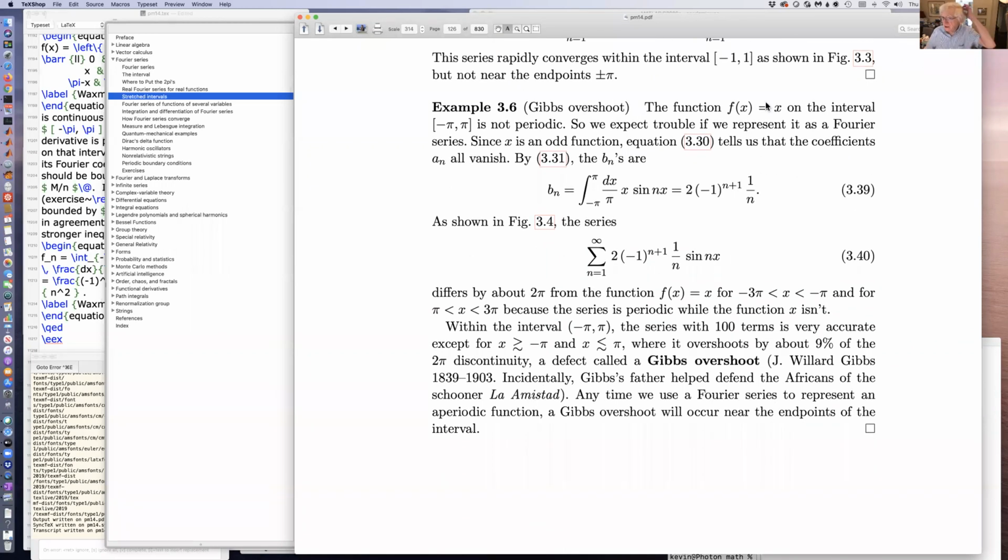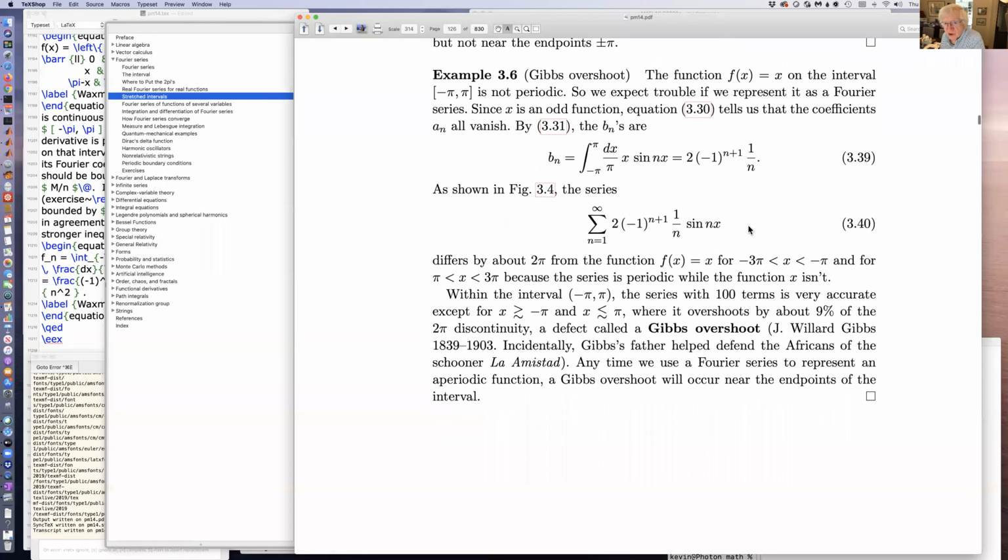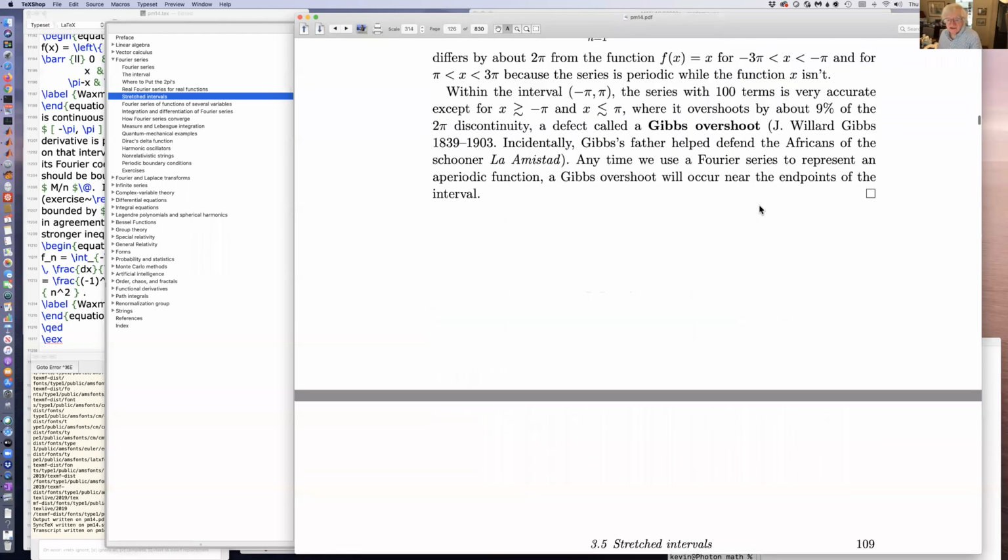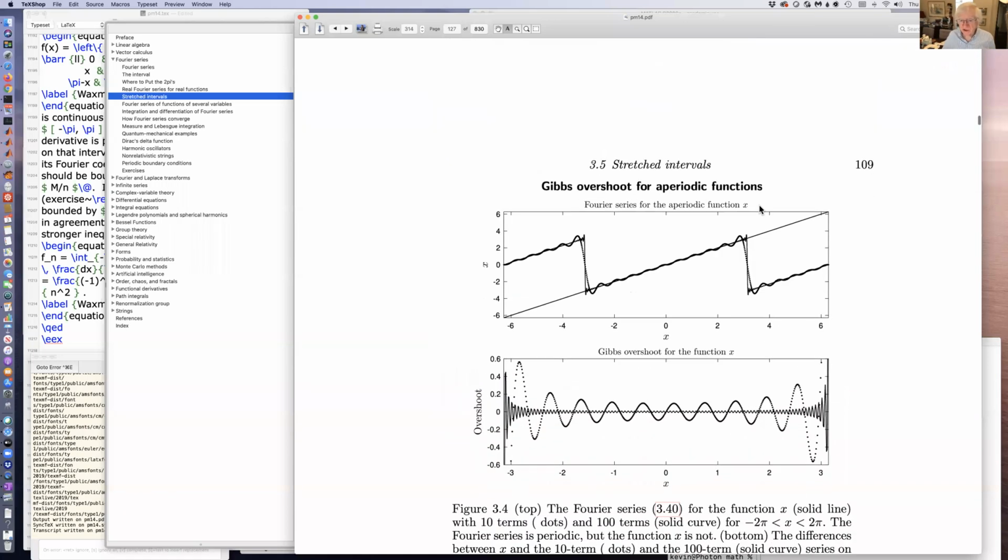So as another example, suppose f of x is x on the interval. It's obviously not a periodic function. On minus pi to pi, x is obviously an odd function. And so we use minus pi to pi to get a simple Fourier series. The cosine terms all vanish. So we do the sine integrals, we get this. And so in figure 3.4, I plotted this series, and this is what it looks like.